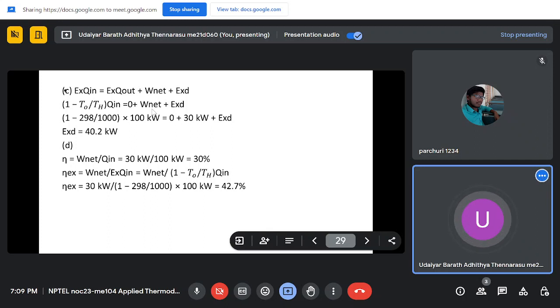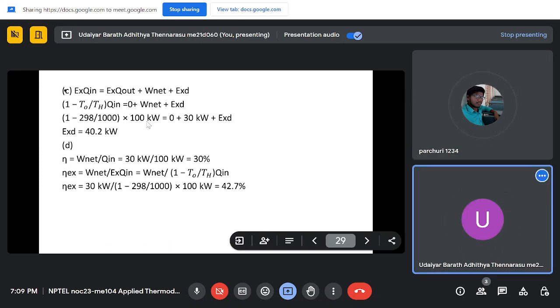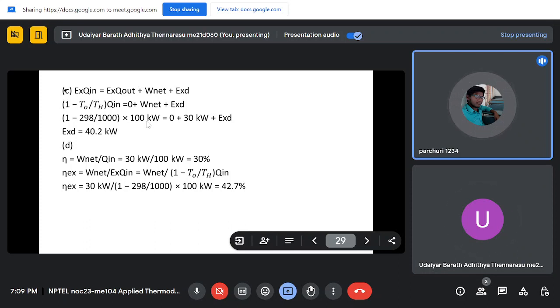Okay, you got my point? Yes, sir. Okay. So sir, we need to decrease the exergy destruction value, sir. What if we do that, sir?